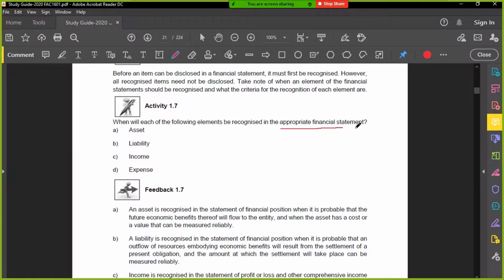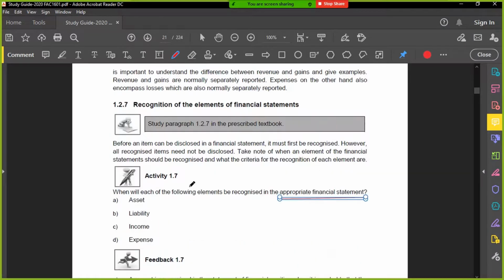Recognized in the financial statement. Okay, this is something I can test you. Where do you show your assets? Which statement? Financial position. Correct. Liabilities? Financial position. Good. Income? Comprehensive income. Yes. Expense? Comprehensive. Yes. Perfect. Good.